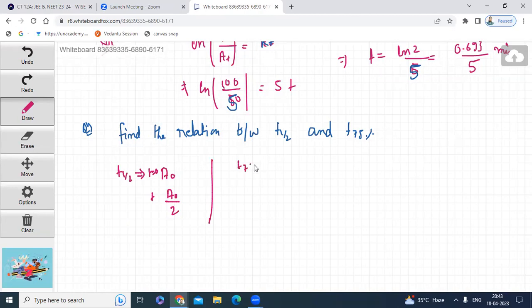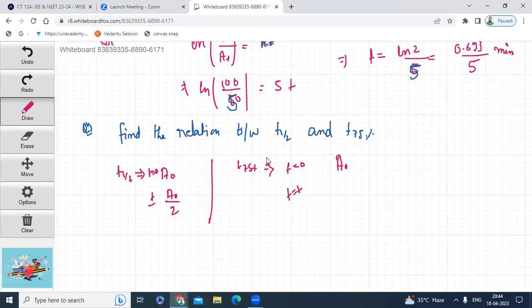Similarly, for T75%, it means that at time t equal to 0, the initial concentration value will be equal to A naught. If I find the relation between T half and T75%: at time t equal to 0, the initial value will be A naught. After time T half, the value will be equal to A naught by 2.